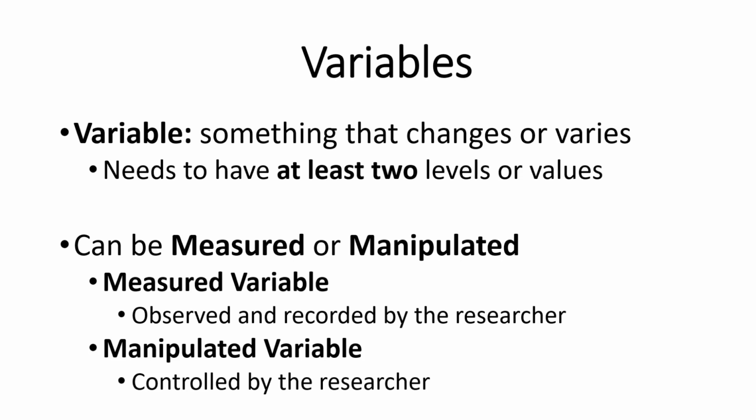So a measured variable is something that can be observed and recorded by the researcher. So it's something that's going to be sort of set in stone, and it's something that we're just going to measure. So my first example of a variable, sex, would be a measured variable. It's something that is just measured, you're not doing anything with it. Other examples could include height or hair color.